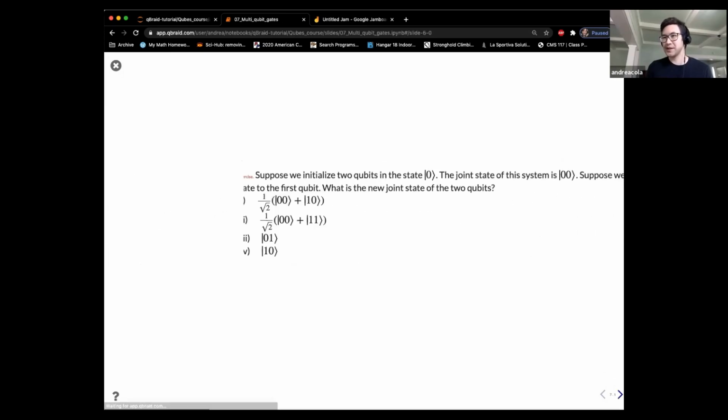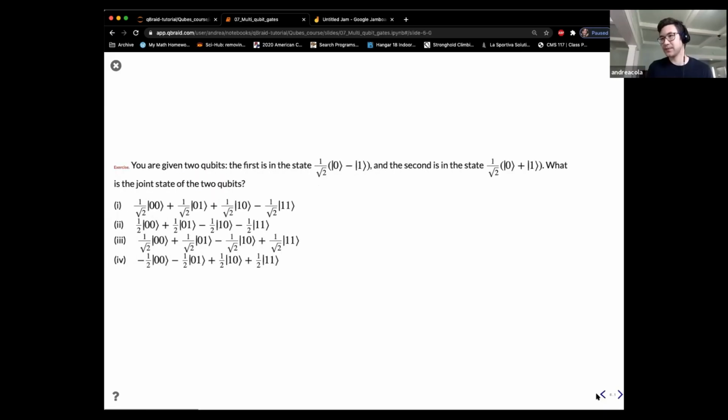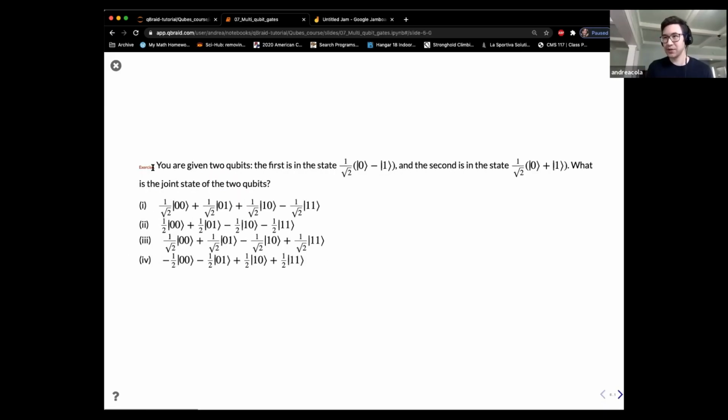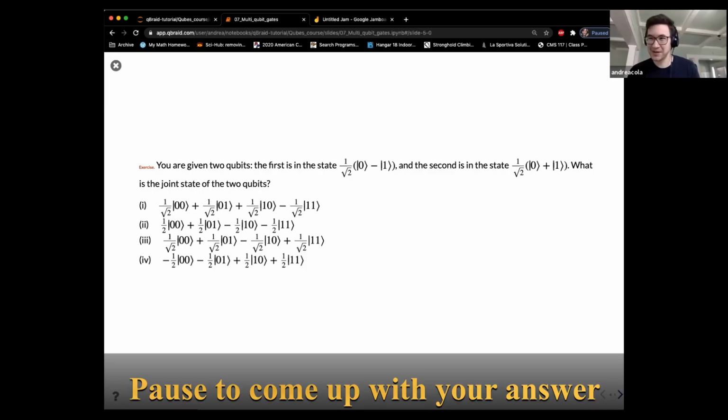So let's do an exercise. I don't know why the exercise here is so tiny, but let's try an exercise together. You're given two qubits. The first is in the state 1 over square root of 2, 0 minus 1. The second qubit is in the state 1 over square root of 2, 0 plus 1. What is the joint state of the two qubits? You can type your option 1, 2, 3, or 4 in the chat.